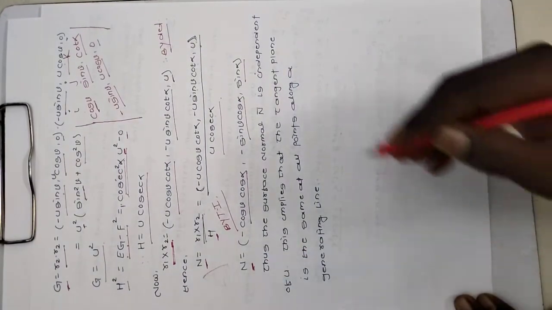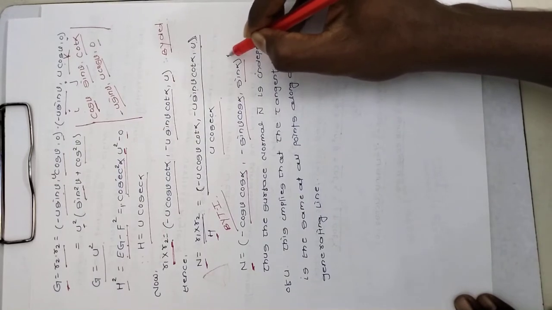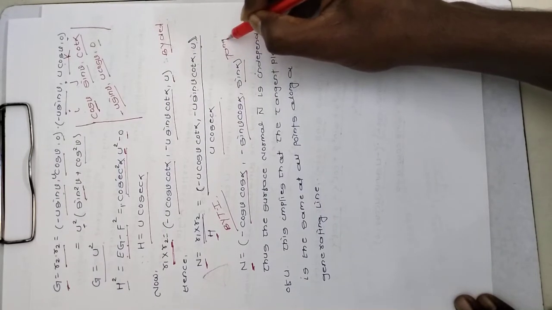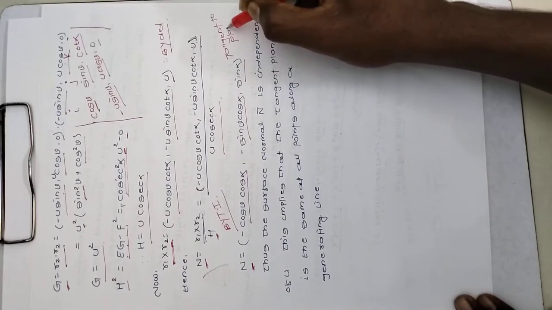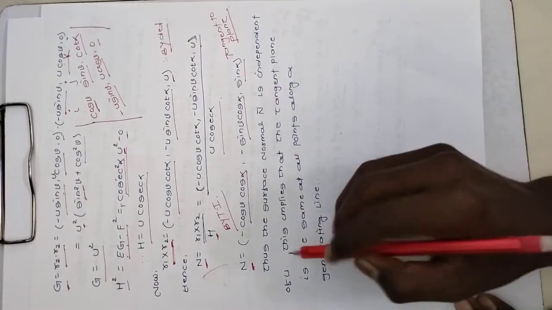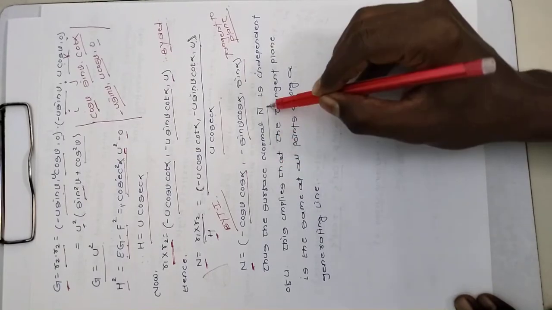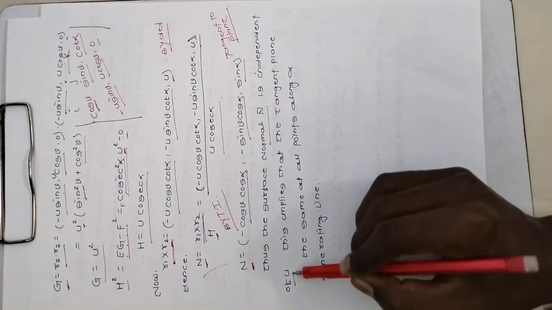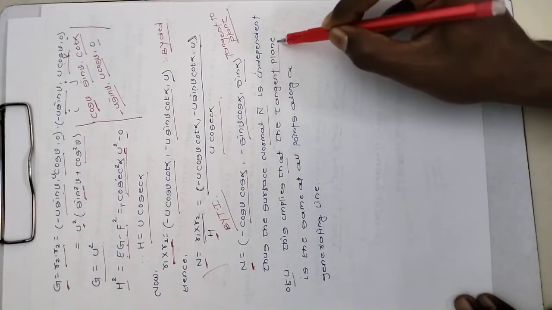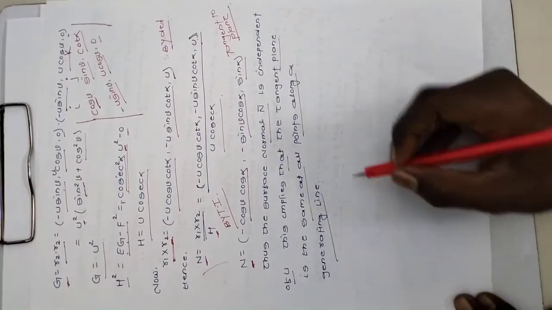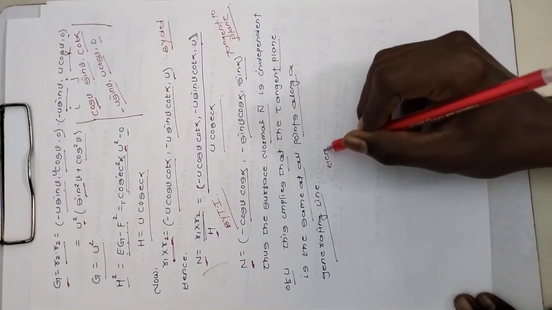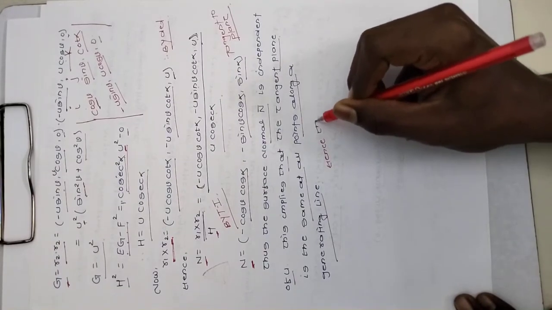Tangent to the plane with line. And thus the surface normal n bar is independent of u. This implies that the tangent plane is the same at all points along the generating line, and hence the proof, and hence the result.